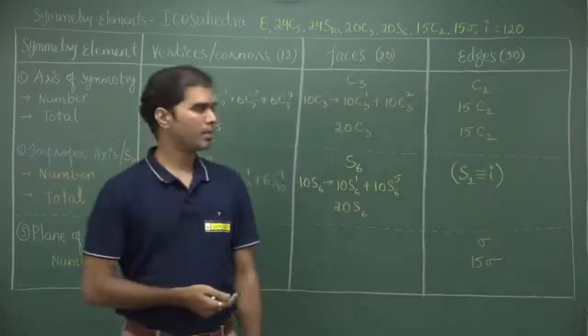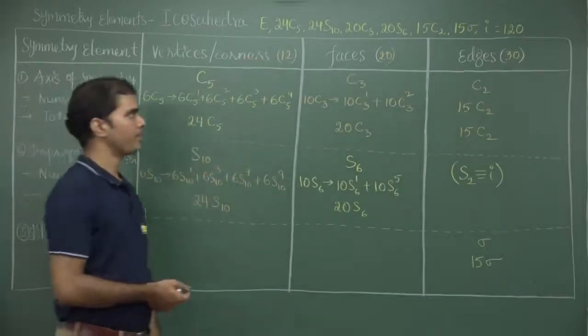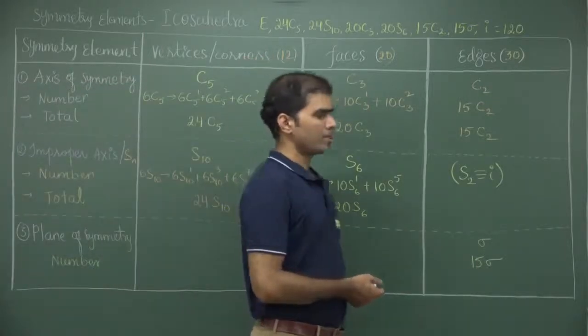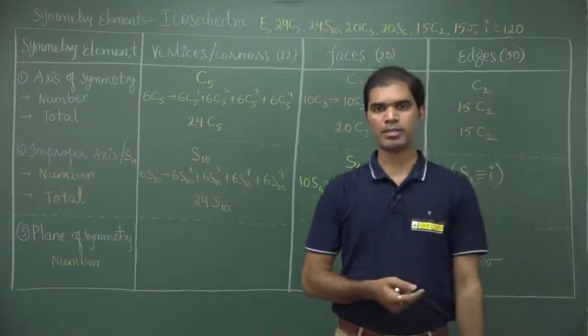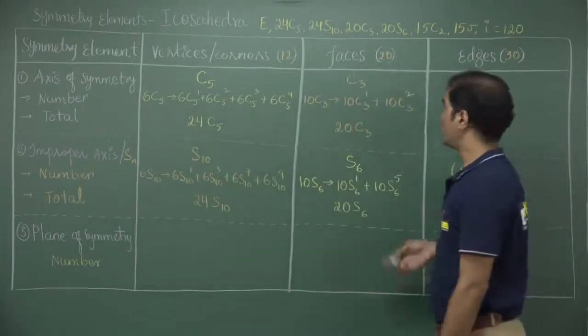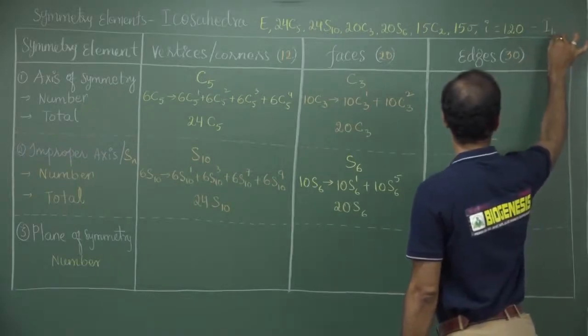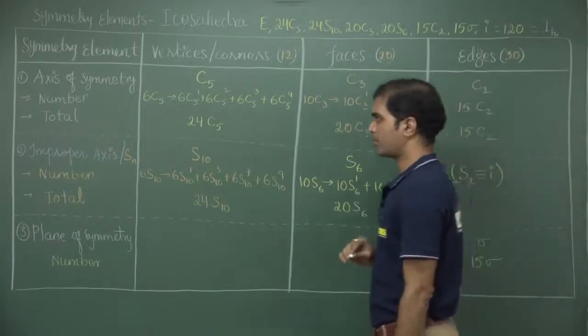In this session, I will be explaining the symmetry elements related to the icosahedral point group. One of the best examples is the B12H12 2- cluster. It has 120 symmetry elements and it belongs to the Ih point group: uppercase I, lowercase h taken as a subscript.